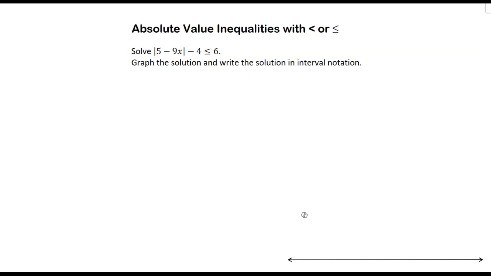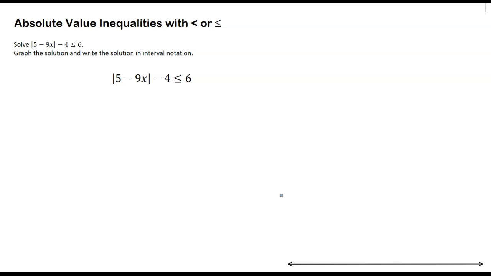All right, now we're looking at absolute value inequalities with less than or equal to. And we're going to solve the absolute value of 5 minus 9x minus 4 less than or equal to 6. So I'm going to start working on this problem a little bit to the left of our screen. We might need this extra space momentarily.